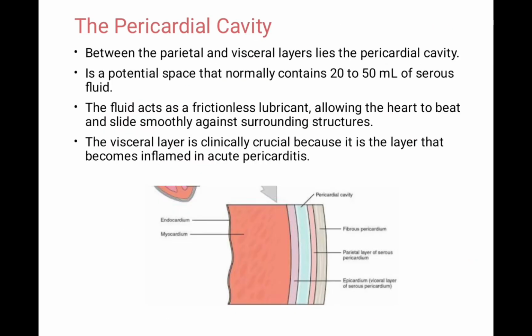So now we have the pericardial cavity, which is a space between the parietal and the visceral layers of the serous pericardium. It is a potential space. Please take note of this. It's a potential space that normally contains 20 to 50 mils of serous fluid. Now, what do we mean by potential space?